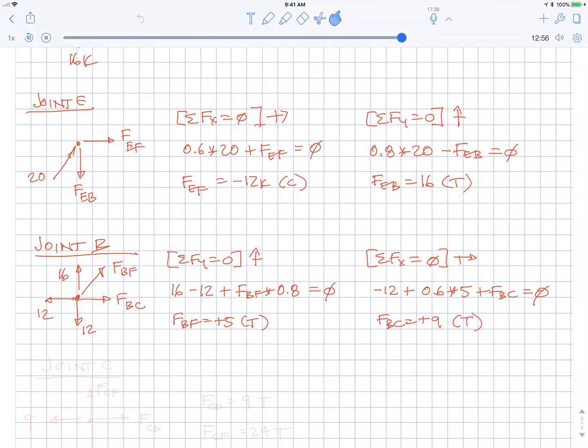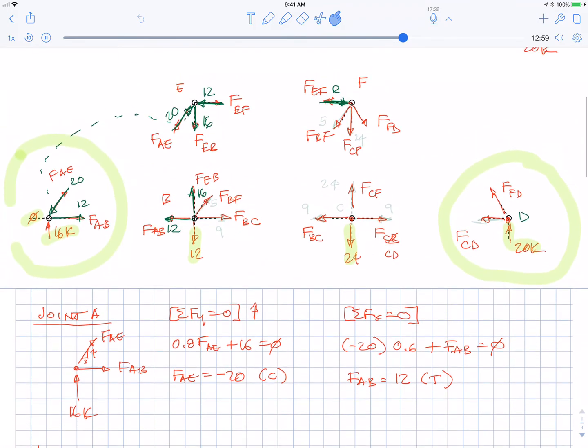Let's put these 2 forces up on the diagram and see where we are. So we have FBF is 5 tension and FBC is 9 tension. And I'm going to put the opposite on the neighbor joints. So there's FBC 9 and FBF 5.